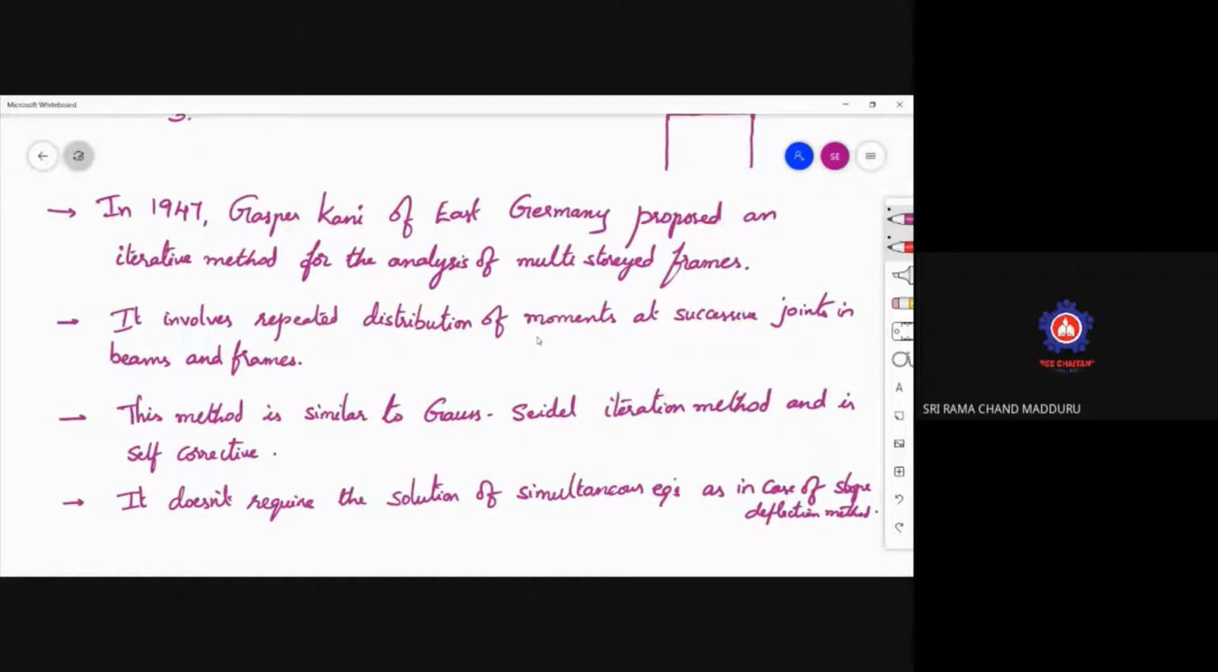MAB is equal to MFAB plus 2EI by L into (2 theta A plus theta B minus 3 delta by L), where delta is either sinking of the support or the sway. In the case of Kani's method, which is an iterative process, it doesn't require solving a series of equations. So that is one advantage of Kani's method.